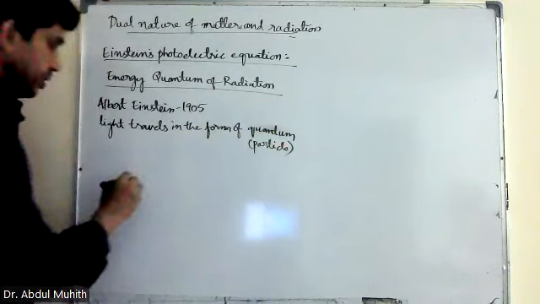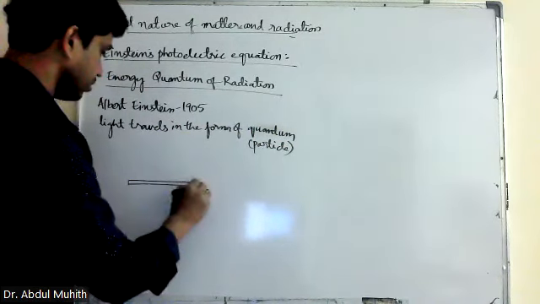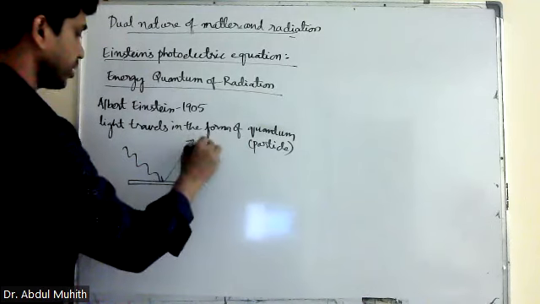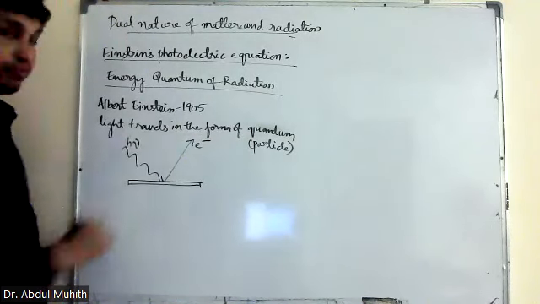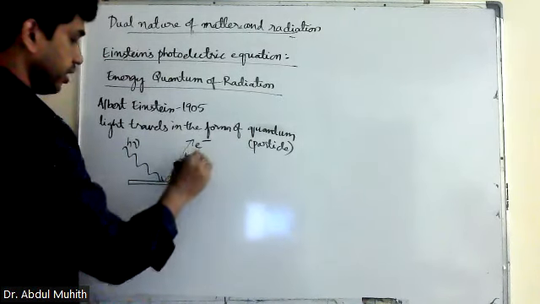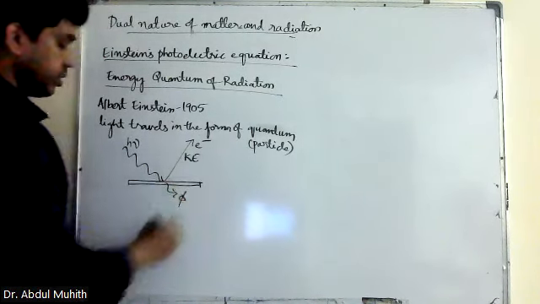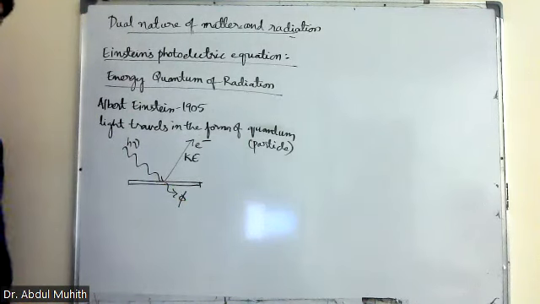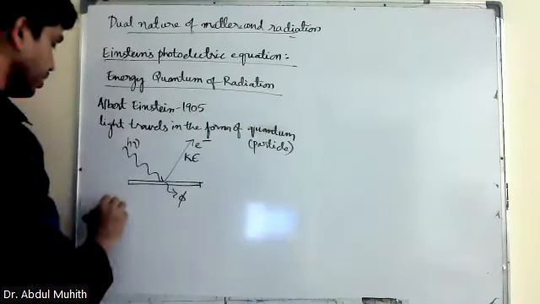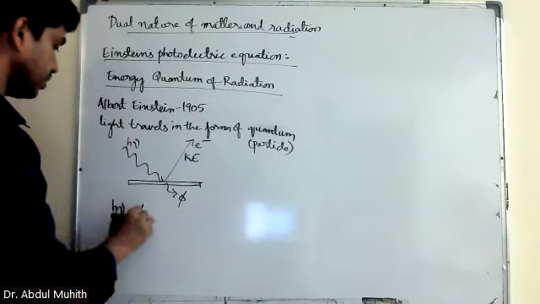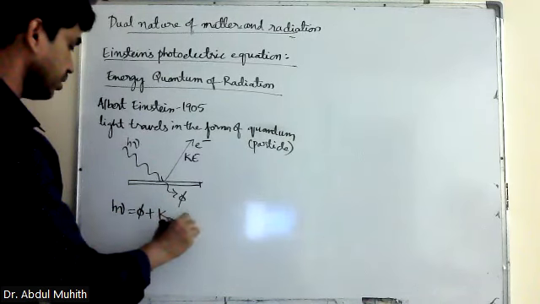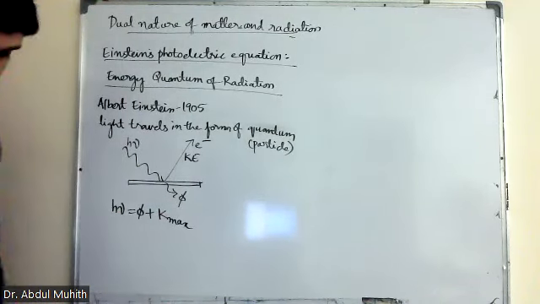Now, what happens when light is incident here? An electron will be ejected out. This is h nu, the energy of the incident radiation, and this is the kinetic energy, and this one is phi, the work function. So he says h nu is equal to phi plus half mv square, or K max. Is that clear?